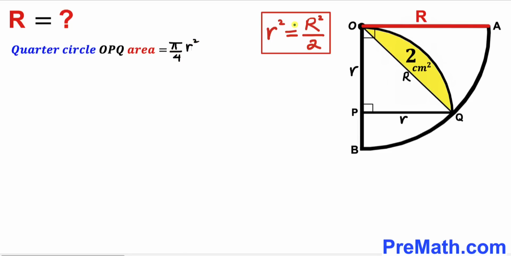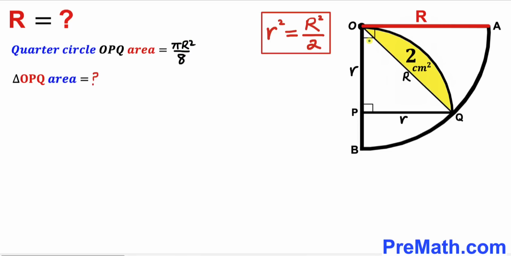So the area of this smaller quarter circle is going to be pi divided by 4 times lowercase r square. And now we know that lowercase r square could be written as uppercase R square divided by 2. So I'm going to replace this lowercase r square with uppercase R square divided by 2 over here. And if we multiply, that is going to give us pi uppercase R square divided by 8. So the area of this quarter circle turns out to be in terms of uppercase R square.